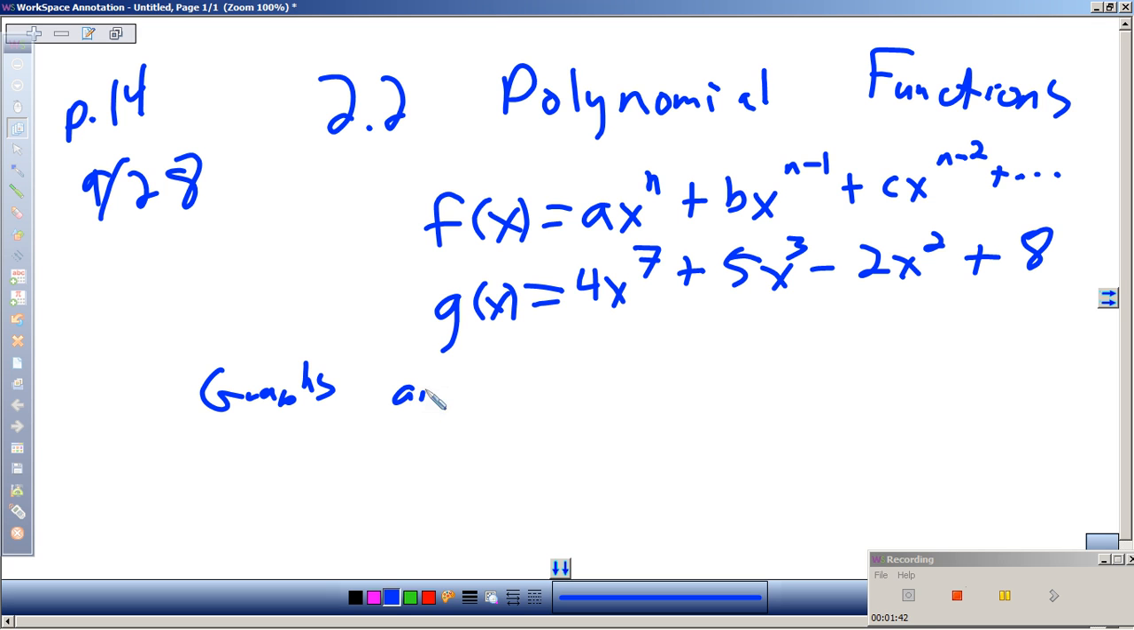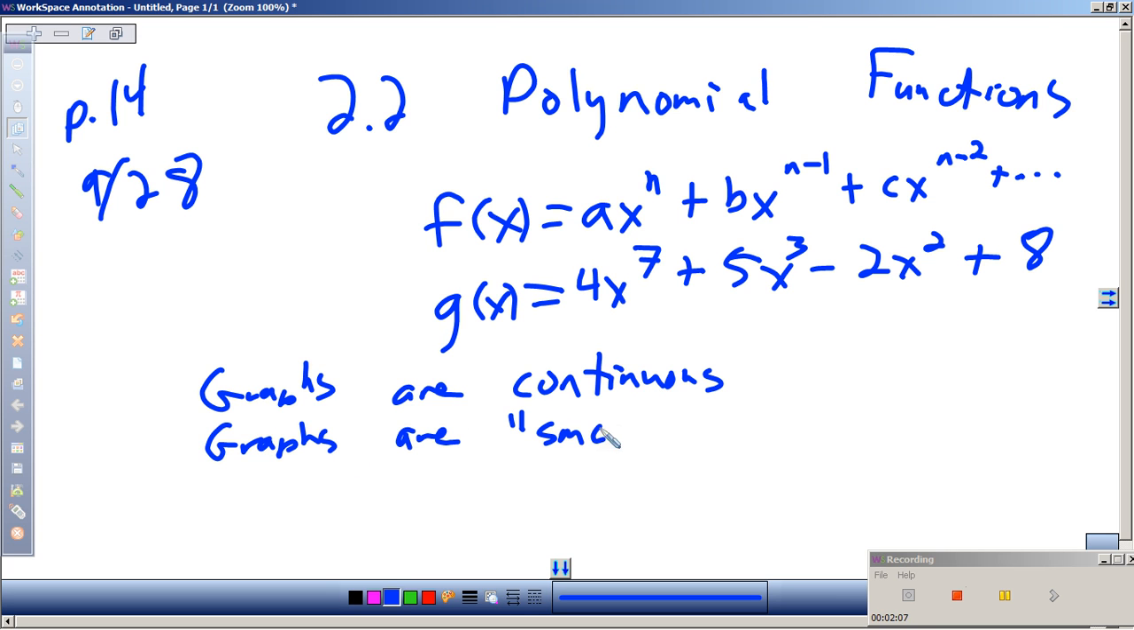Graphs are continuous. Meaning there's no break ever when you talk about polynomials. There's no holes in it, no infinite discontinuities, no jump discontinuities, nothing. It's just a nice, smooth line. You don't get any jagged. So, also graphs are, and put smooth in quotations, because we always get graphs that are curvy, no jagged points.